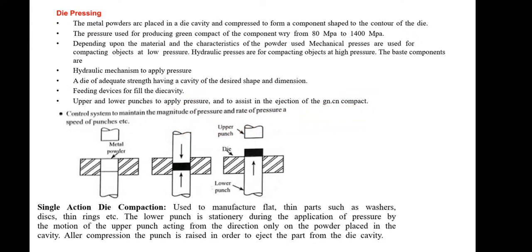Okay, this is the single action die. See, first the metal powder is placed into the die cavity, then with the proper mechanism the pressure from the upper punch is applied. You see here the pressure is applied. After completion of the process, the upper punch is moved in the upward direction, and this is the part which is produced, and the shape of the part is the same as the shape of the die cavity.